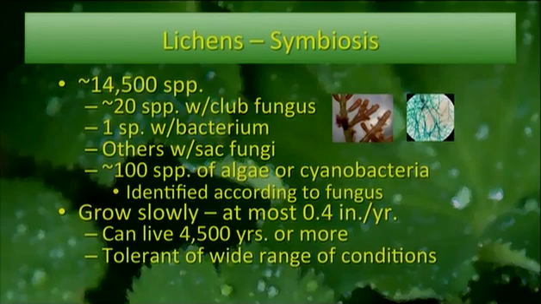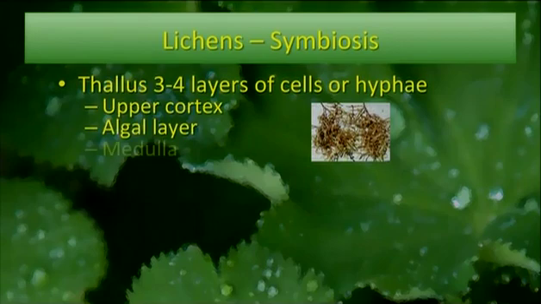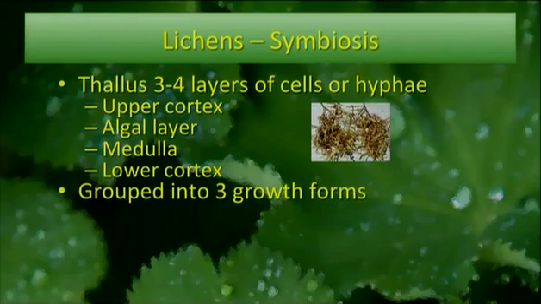Even though they are used as pollution indices. The thallus tends to be 3 to 4 layers of cells or hyphae. You have the upper cortex, the algal layer, the medulla, and the lower cortex, and they're grouped into 3 growth forms. So this is basically the layering of a lichen thallus: upper cortex, algal layer, medulla, and lower cortex. They're grouped into 3 types of growth forms.